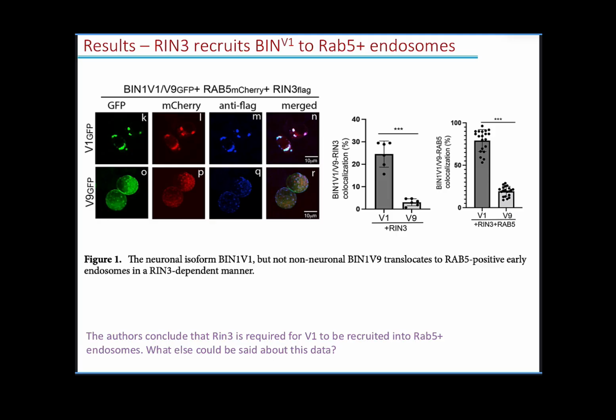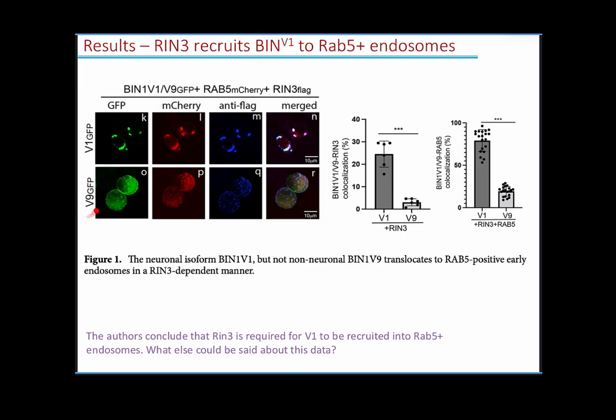Questions so far? Pretty straightforward. They're putting into cells these proteins with specific fluorescent tags, and then basically they ask, where are they? And what they see, and you can probably appreciate, when they co-express V1 along with RAP5 and Rin3, they all end up in the same places, which are presumably, obviously, these early endosomes. So they're all combining into these very localized regions of cells.